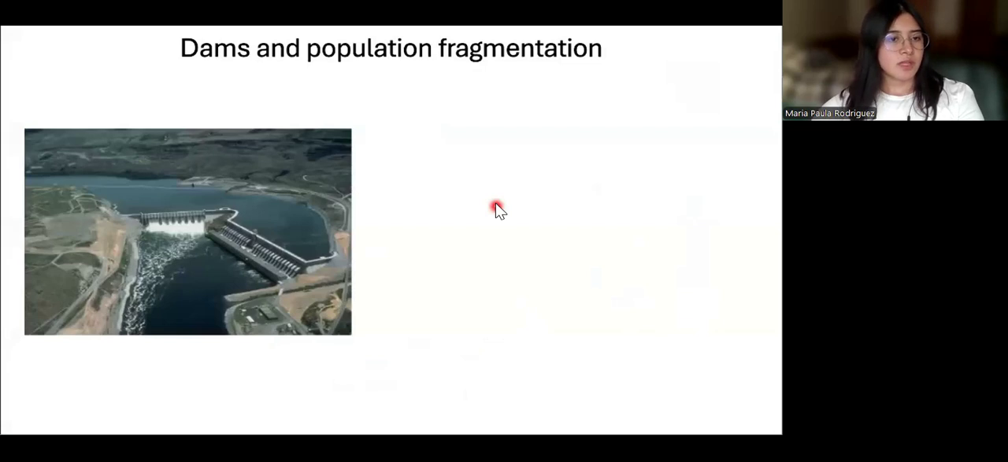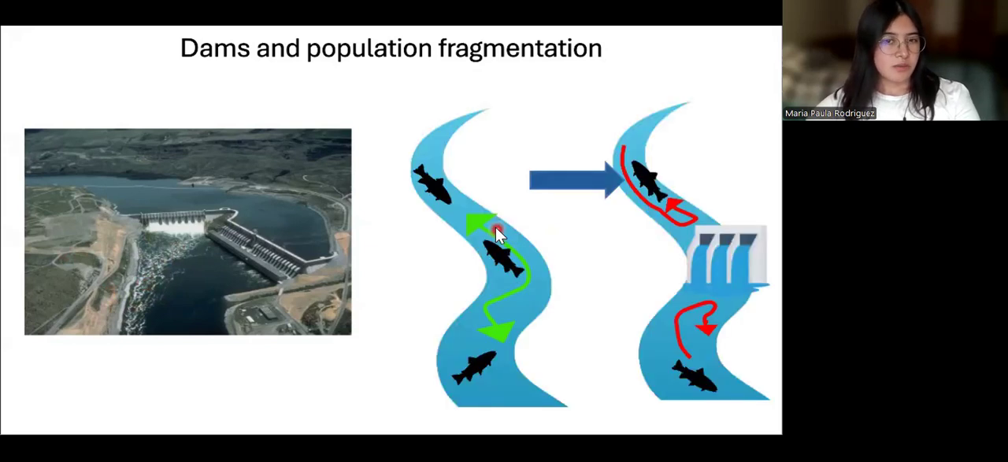We know that different human actions have been largely responsible for these population declines, and a very common practice in freshwater ecosystems has been the construction of dams. The problem is that these dams act as barriers that fragment the previously continuous distribution of populations, leaving disconnected populations of smaller size that are more susceptible to local extinction. We can think of this as a big problem for fish if a dam limits the movement of individuals along the river, which is essential for maintaining large and connected wild populations.